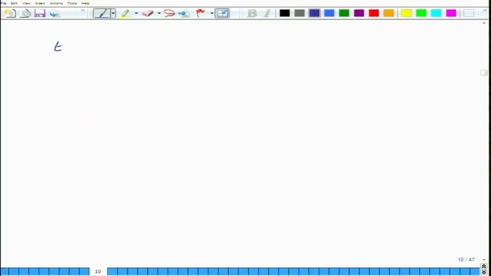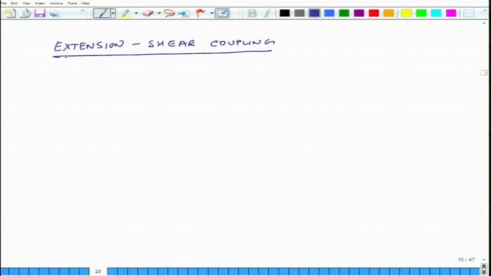The next thing we will discuss is extension shear coupling. Now, we said that this kind of coupling happens when A16 and A26 are not equal to 0. So, if I want to eliminate this coupling, then what do I do? I have to make sure that A16 and A26 are 0.